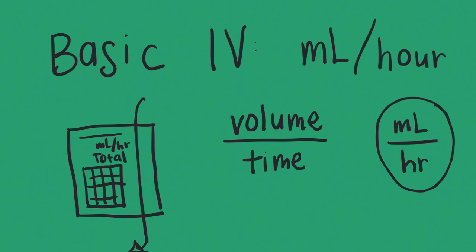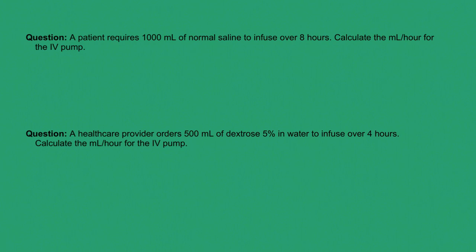So let's do some examples and show you how this works. Our first question is a patient that requires 1,000 milliliters, which we know is the same as a liter, of normal saline to infuse over 8 hours. Calculate the milliliters per hour for the IV pump.